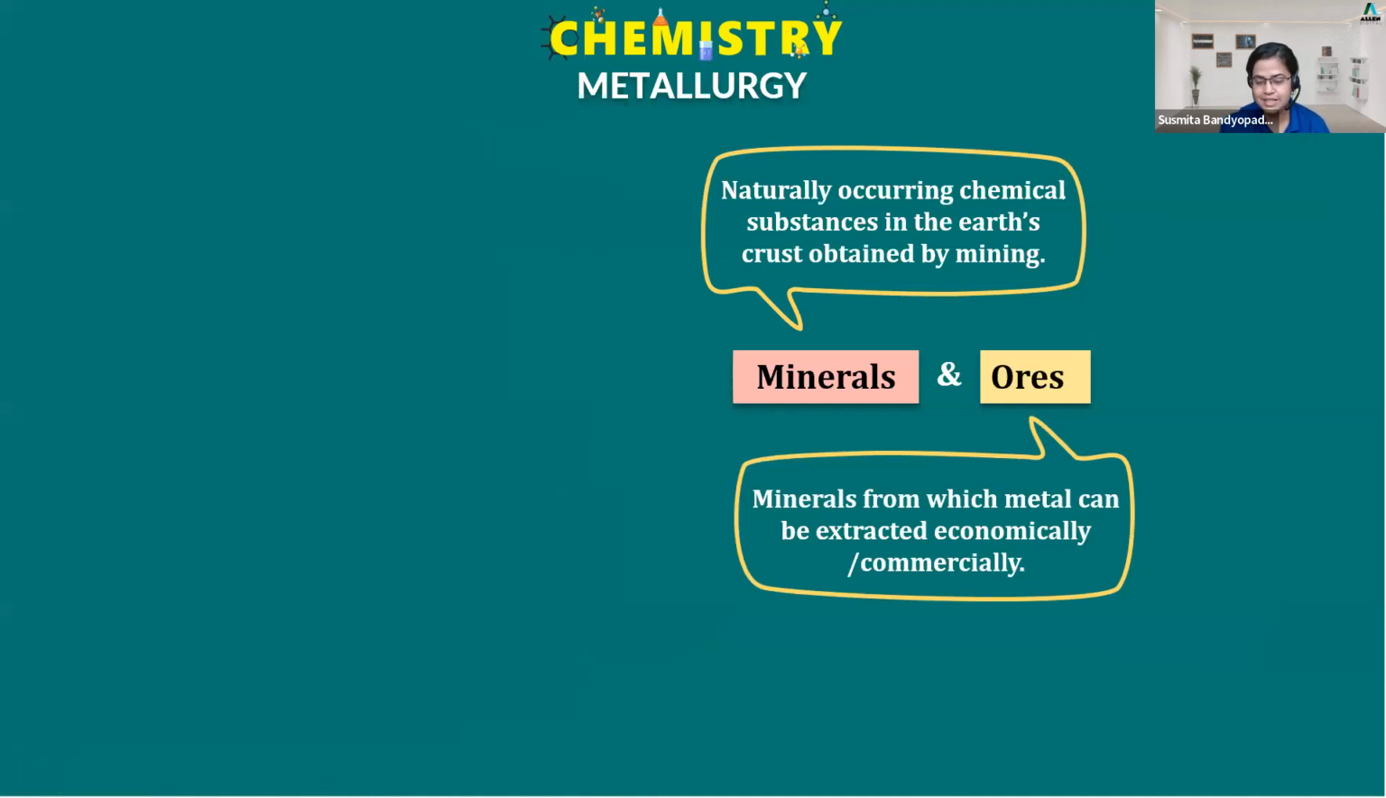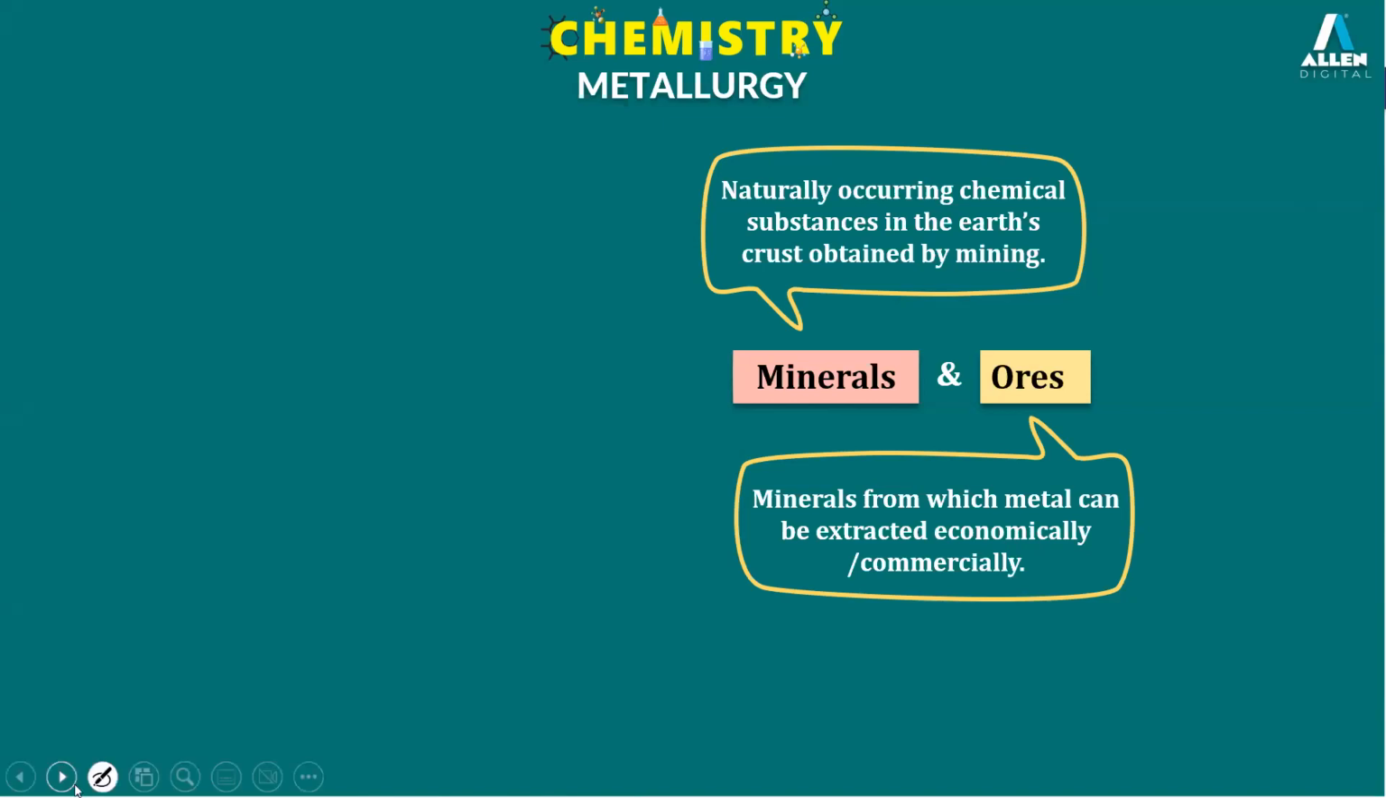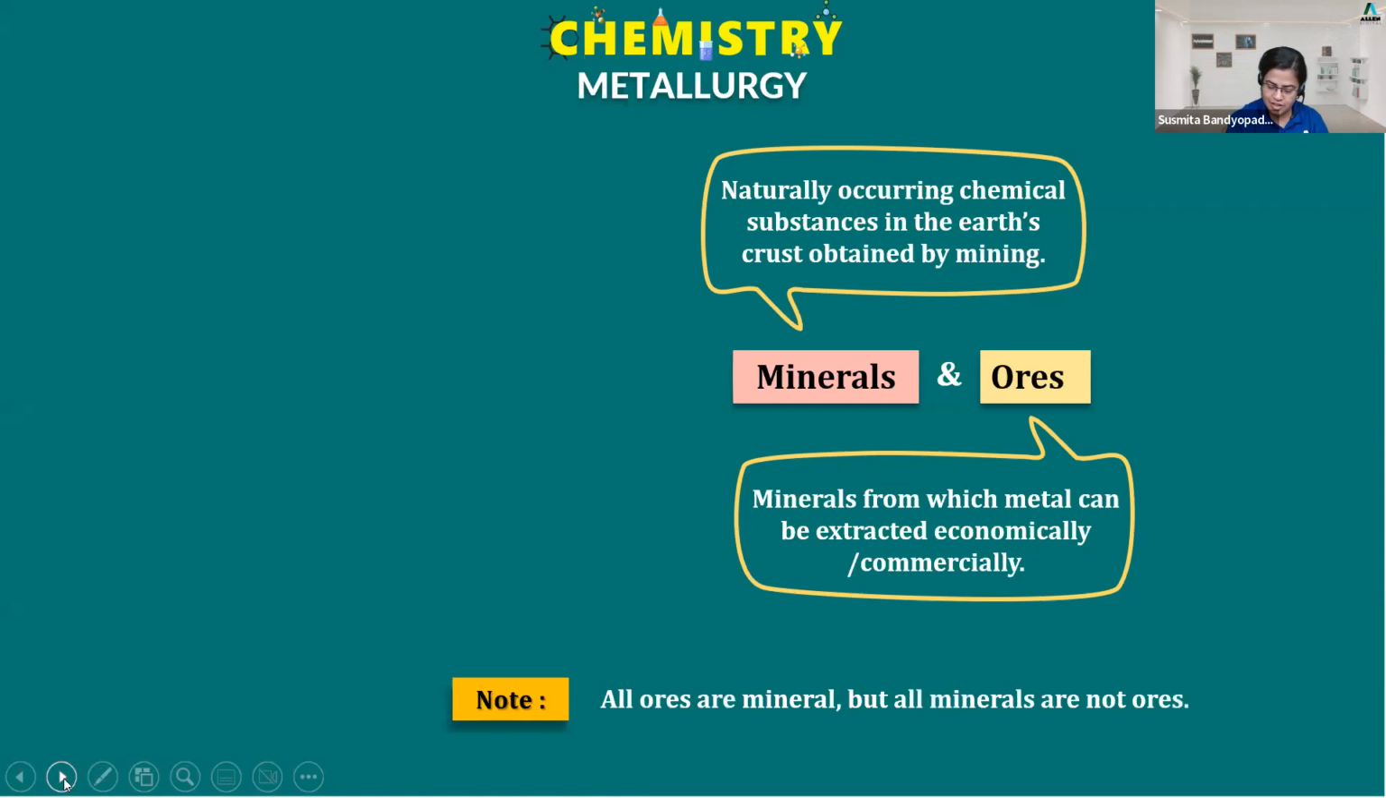So naturally occurring chemical substances, which are present in the earth's crust, you can obtain by mining. You can mine and obtain those naturally occurring substances, minerals. But there are only certain minerals from which the metal can be extracted economically, which means at a commercial level. And that's known as ore, which means all ores are minerals, but all minerals are not. Very good. All ores are definitely minerals, but all minerals cannot be used to successfully, economically or commercially extract metals from them. So all ores are minerals, but all minerals are not ores.